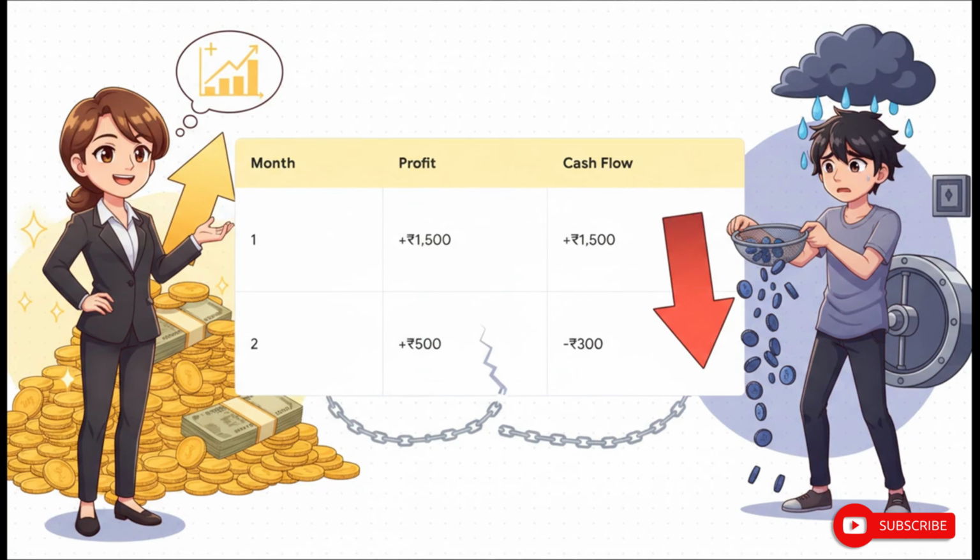And boom, this slide right here illustrates the entire point perfectly. Just look at month 2. On paper, your profit is a positive 500 rupees. Awesome, you're still a profitable business. But what about your cash flow? It's a negative 300 rupees. More money actually left your bank account than came in. Think about that. You're profitable, but you have less cash than when you started the month. And this is the trap that catches so many small businesses.